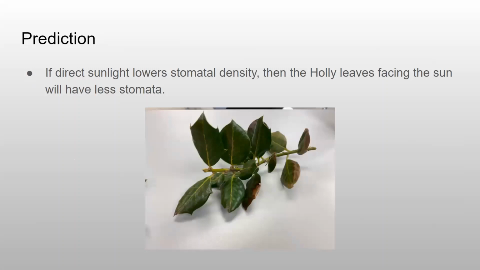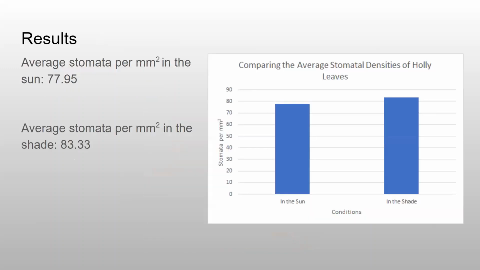Our prediction for the experiment is that if direct sunlight lowers stomatal density, then the holly leaves facing the sun will have less stomata, meaning that the leaves taken from the sun will have a lower average number of stomata per millimeter squared, and the leaves in the shade will have a higher average number of stomata per millimeter squared. Our results supported this prediction.